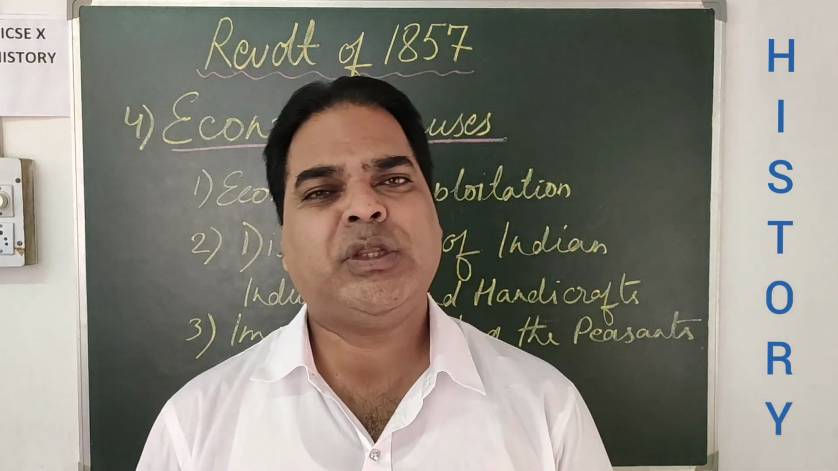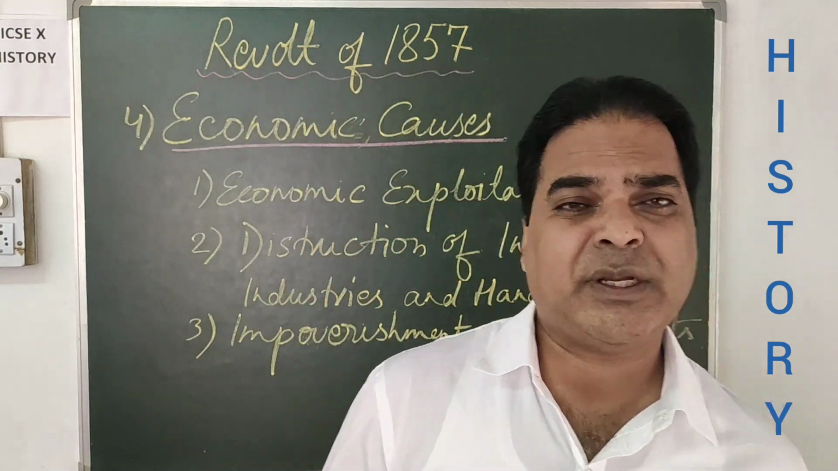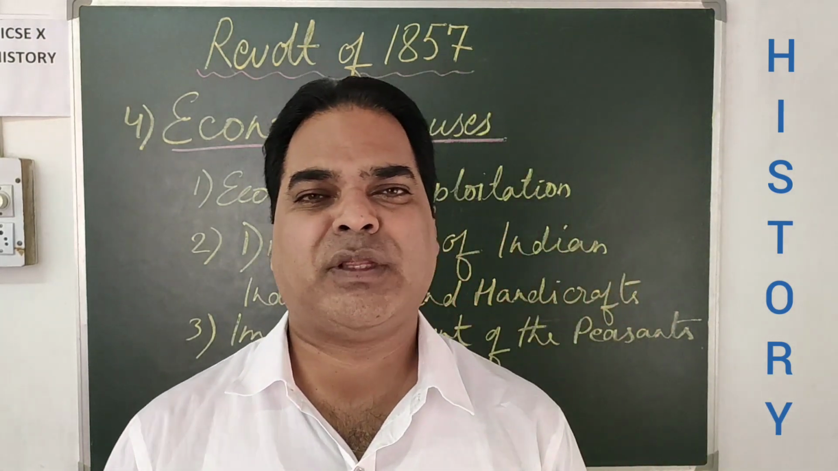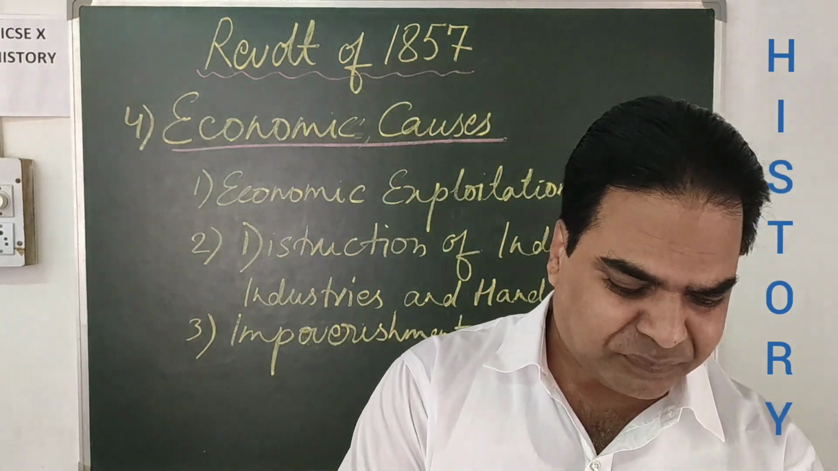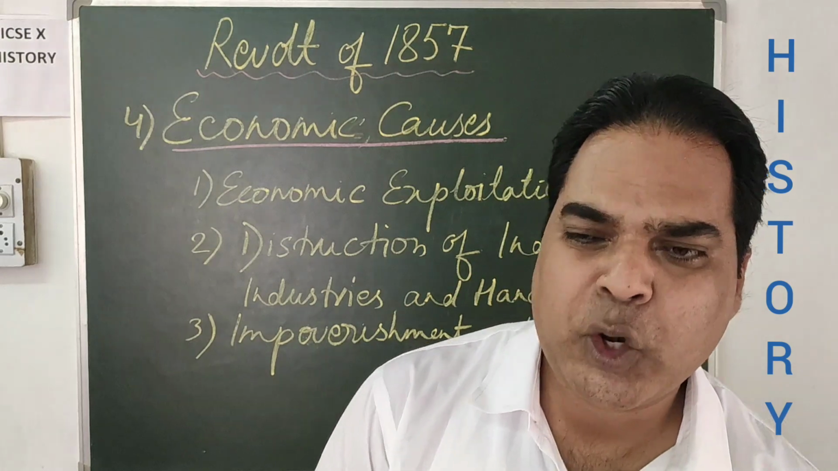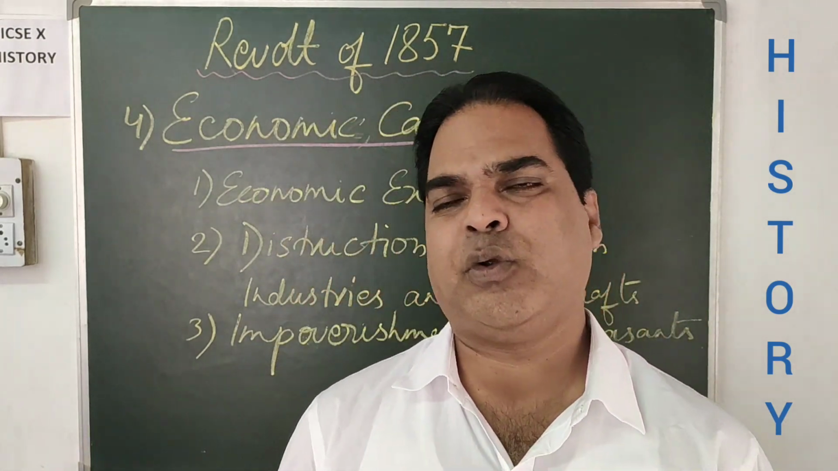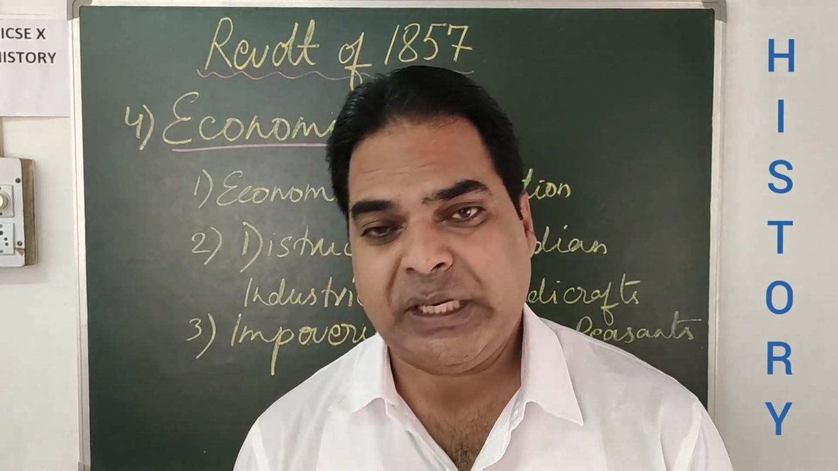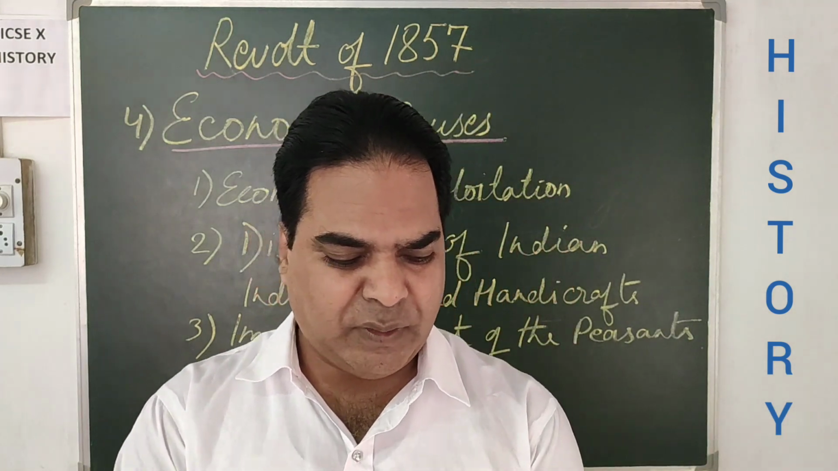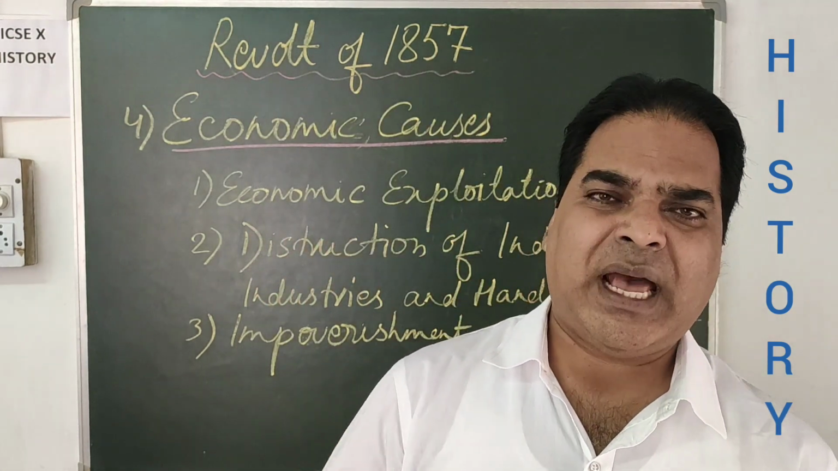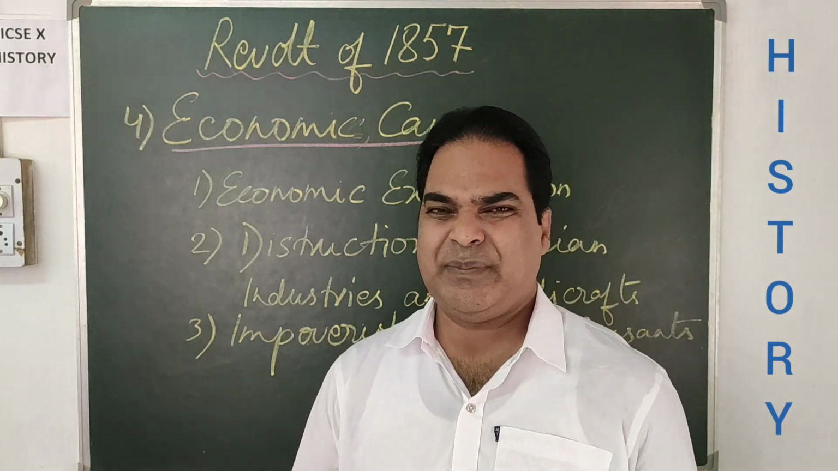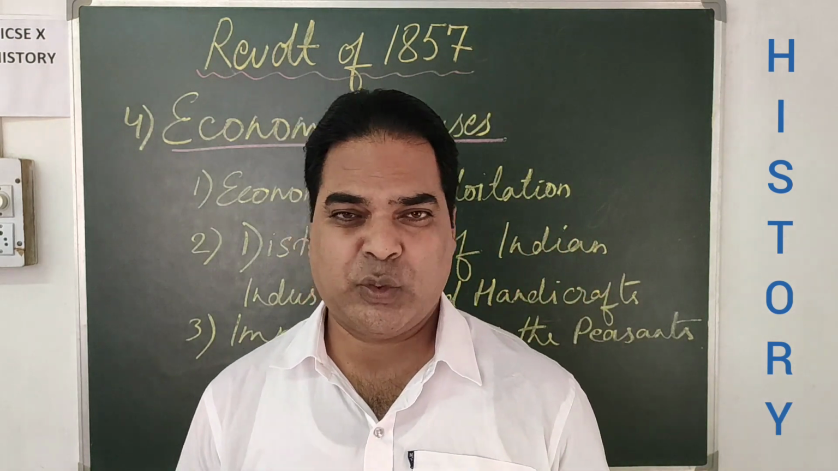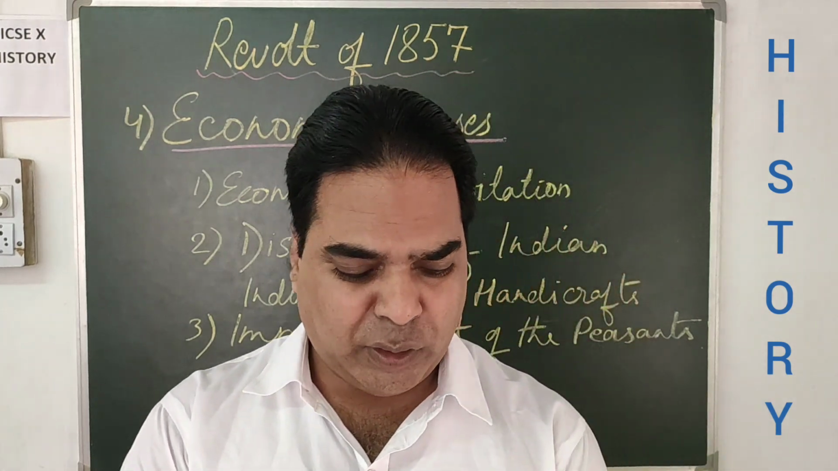So what happened, you can see here, impoverishment of the peasants. Let me tell you, the impoverishment of peasants was very much inevitable due to the acts of the money lenders. They borrowed money from the money lenders. They could not pay the money back on time. So the result was that the burden of loan went on increasing over them. Due to that, the condition of the peasants became worse and worse. They became poorer and poorer.